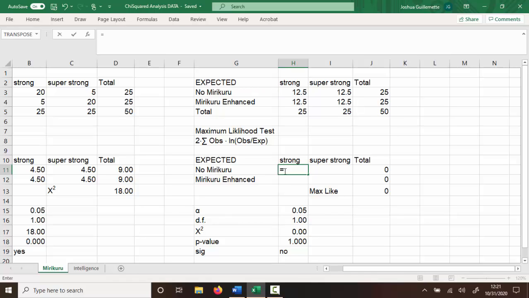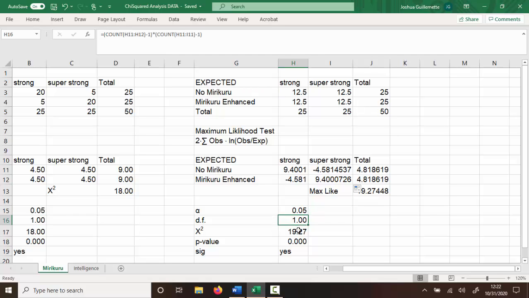I'm going to do equal. It's now the observed, right? Again, strong, no Mirakuru, times the natural log of the ratio of the observed to the expected, okay? And so we're going to get this 9.401 here, okay? I can go ahead and again copy that across and down, and we'll see that the maximum likelihood is about 19.